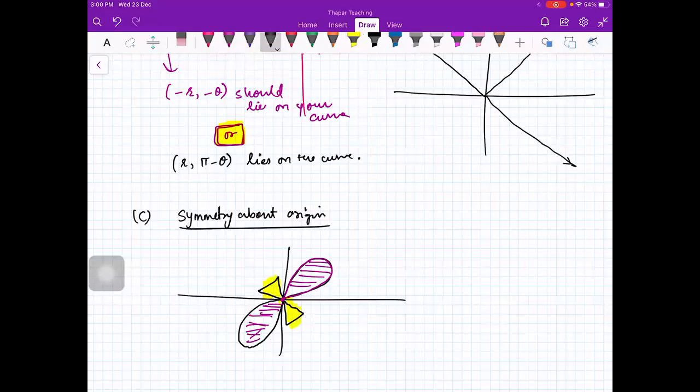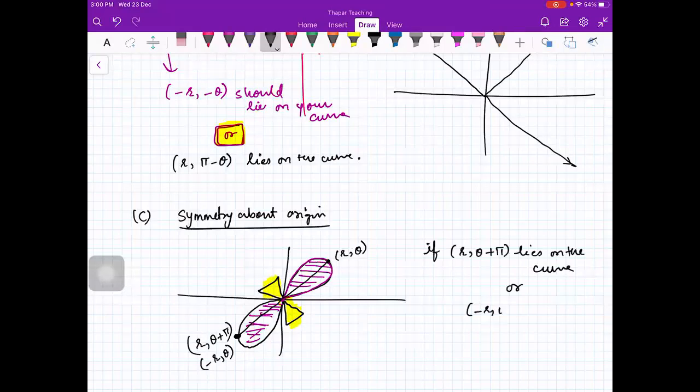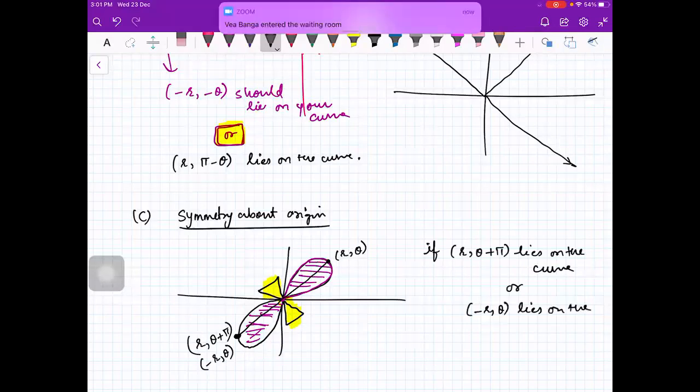Now it means that if r comma theta is on the curve, then what is the name of this point? The names of this point are r comma theta plus pi and minus r comma theta. So if r comma theta plus pi lies on the curve, or minus r comma theta lies on the curve, then you will say symmetry about origin.